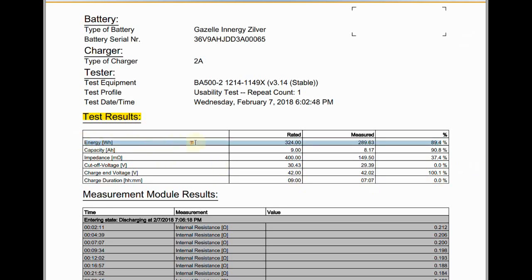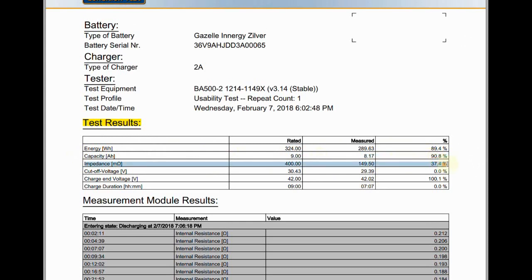Then there is the impedance. The impedance is the internal resistance at a certain frequency. Most good batteries are between 100 and 250 milliohm. This battery was measured at about 150 milliohm, so this is good.